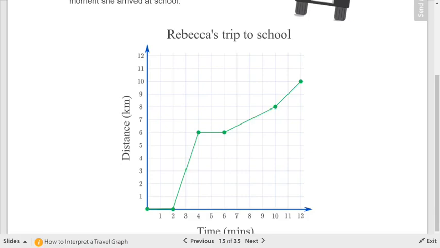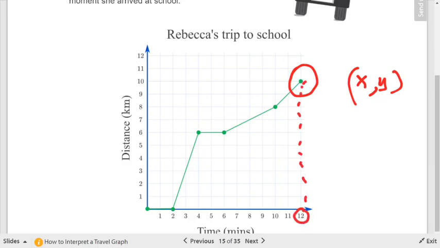Because that's where you stop traveling. The point where you stop traveling is the point where you arrived at your destination. So, from reading that point, remember, X and Y, you're just reading the points, can you tell me how long in minutes it took for her to get to school? 12 minutes, right? So you just read down to the minutes. And how far was her trip? 10 kilometers.